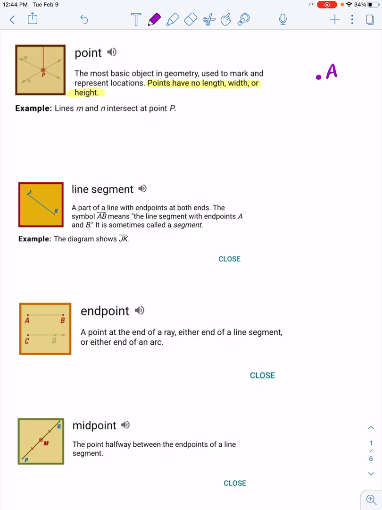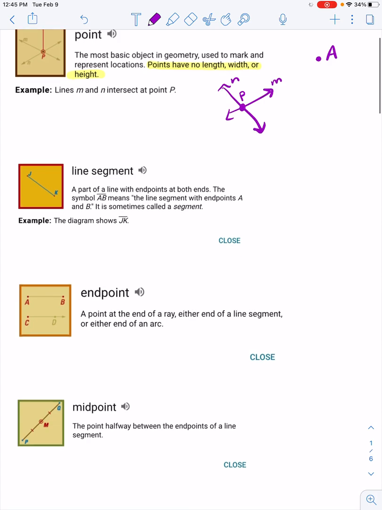If you look at your example here, it says lines M and N intersect at point P. So there's an example. They show you this is line M, this is line N, and they intersect at this point, which they're calling P. So a point is typically an intersection of two lines or segments or rays or something like that, okay? And all the rest of those words we're going to learn in a second.